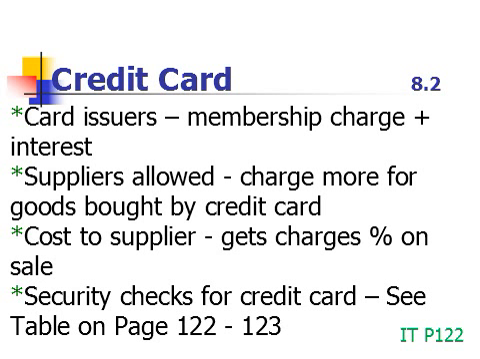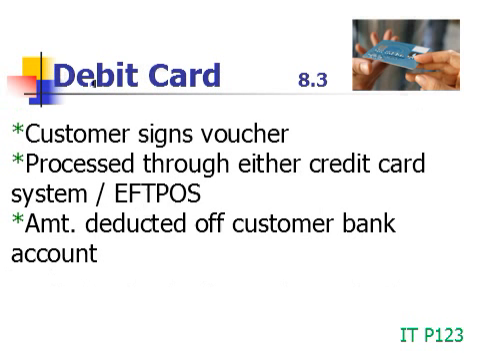the sale. There are certain security checks that should be done before accepting a credit card. For these checks, see the table on page 122 and 123 of your interactive text study guide. When making a payment using a debit card, a customer will sign a voucher. It is then processed through either the credit card system or EFT POS. The amount of the payment is deducted directly off the customer's bank account.